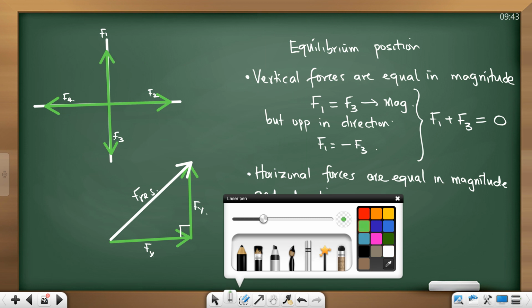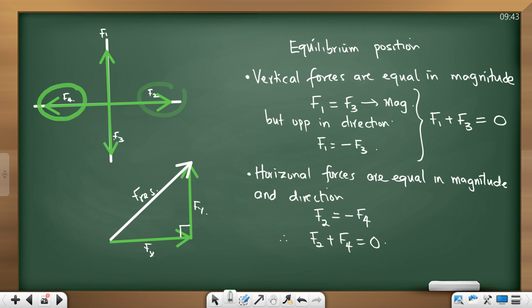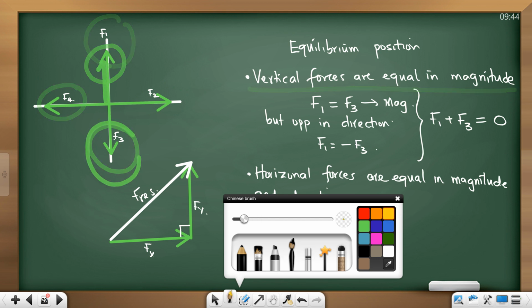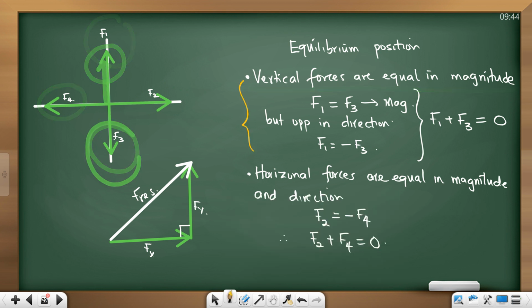F2 should be equal to F4. F1 should be equal to F3. Guys, even if you have two forces here, let's say we have another force here, the addition of the two should be equal to the down one. Vertical forces are equal in magnitude. The total up, please let's put this here. For this vertical, I want you to just put this here. Total up should be equal to total down.